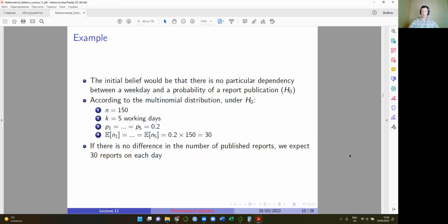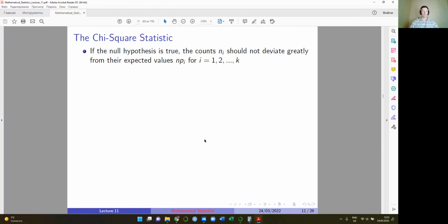Once we have a null hypothesis, the alternative is going to be that there is a dependency, or there is a difference between probabilities. We will state this formally a bit later. But the question is, what kind of statistic can we use here? Usually for a hypothesis test we want some statistic, as we discussed, t, z, f, chi-squared, whatever. So which statistic is appropriate here?